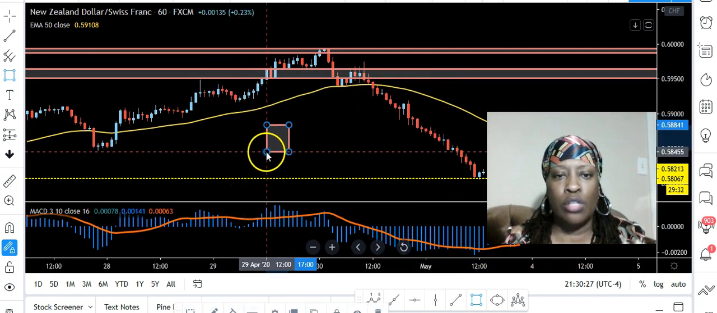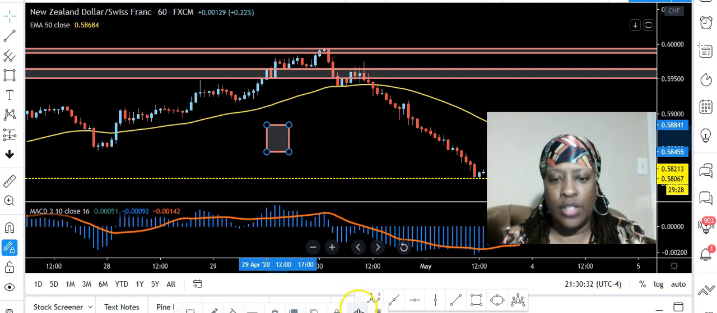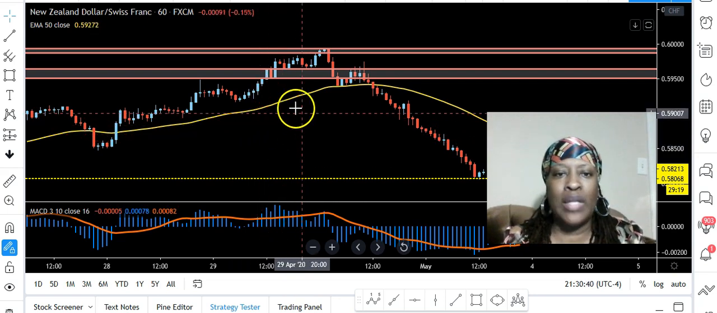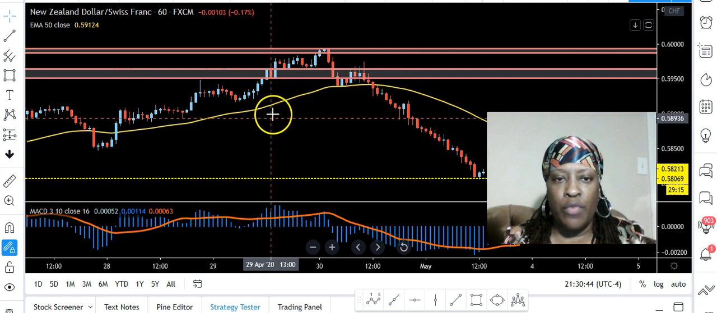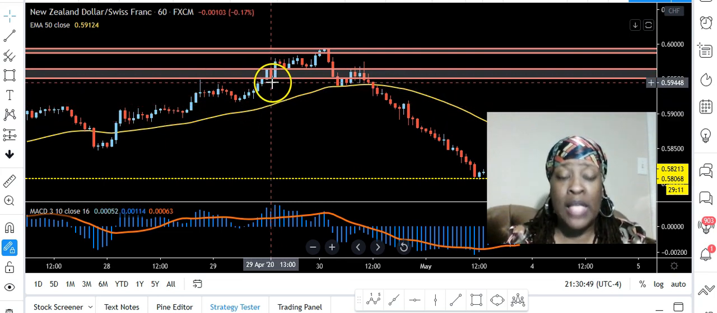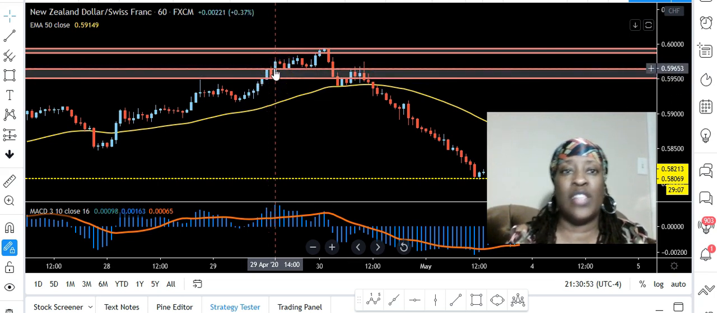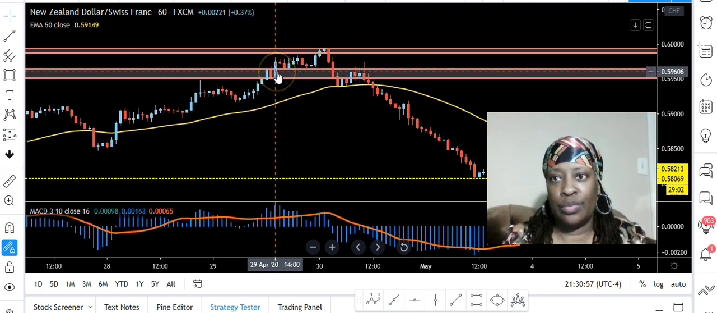Now we have a nice little zone here as to where price will likely react. So we have another zone. But why was this a bullish engulfing candle? Well, it is a bullish engulfing candle because, first of all, the big candle, which is the candle that's engulfing, is a bullish candle.